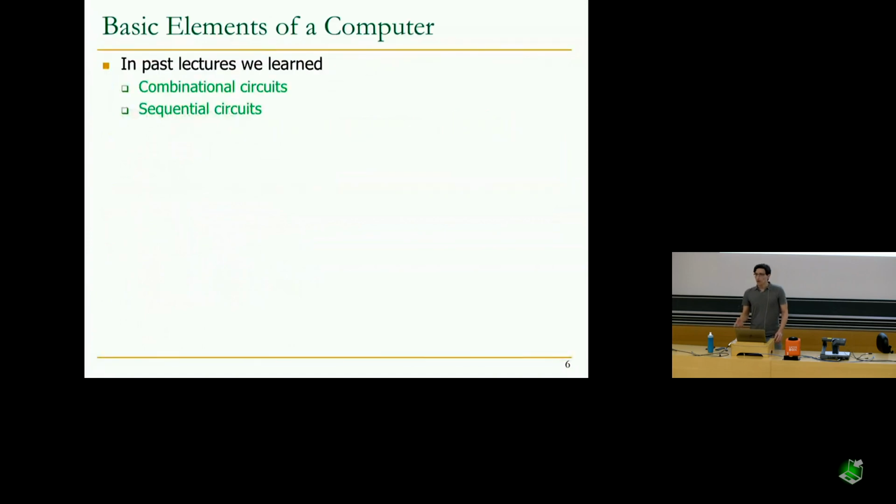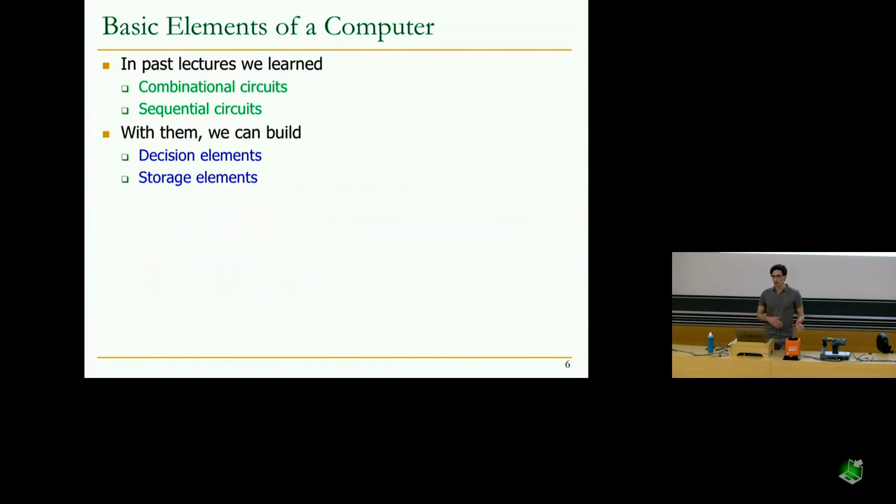So, what you have learned in the previous lectures is combinational circuits and sequential circuits. I think you already know that with these circuits, combinational and sequential, you can build decision elements, for example, a finite state machine, and you can build storage elements, for example, a memory or registers. So these are going to be the basic elements of a computer.